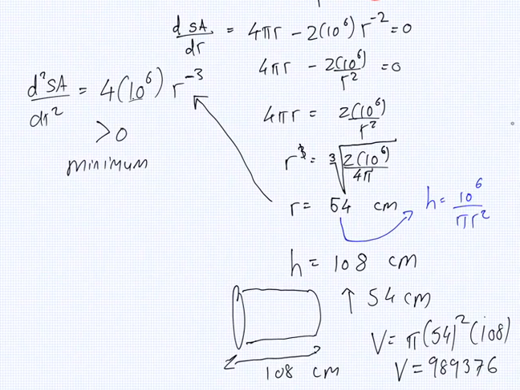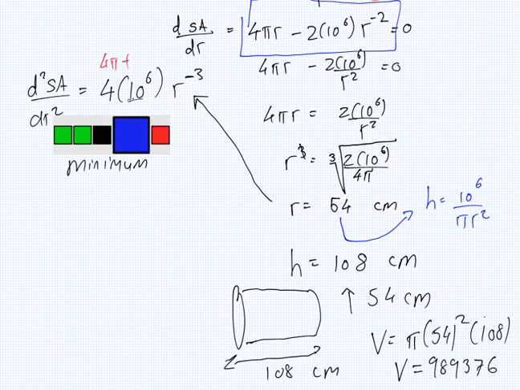How did you get the second derivative? I just differentiated this one here, which was the first derivative. Now, this here is a constant, so it's gone. And then this power comes down, and then you take one from the power. Well, even so, still with the 4 pi, it's still going to be positive because you have a positive plus a positive. 4 pi plus that. Positive and positive, still positive.